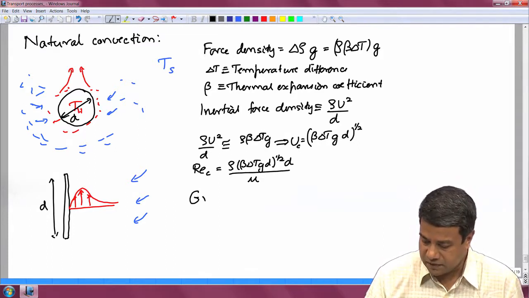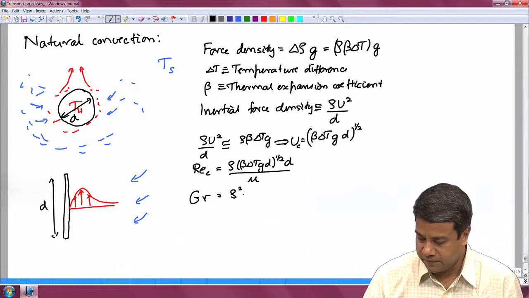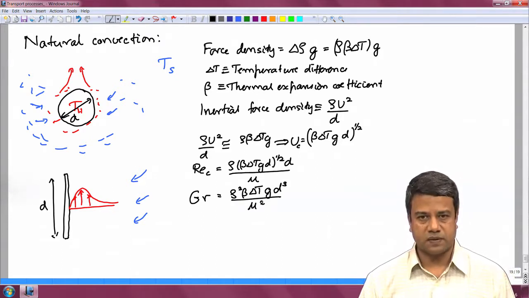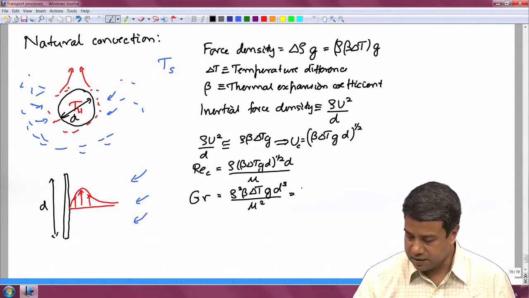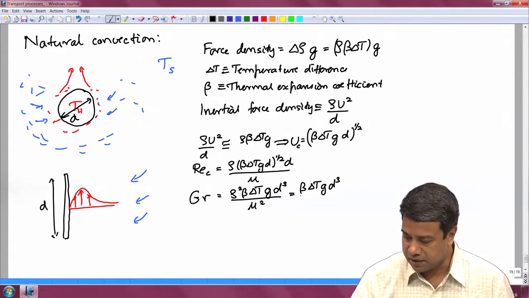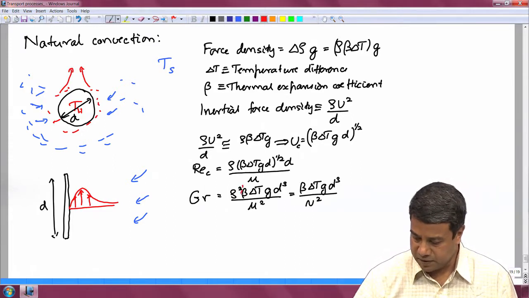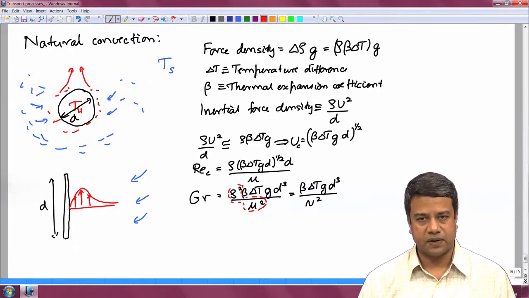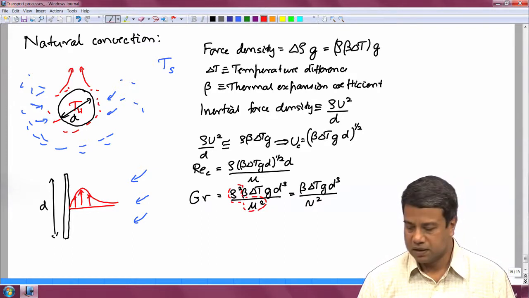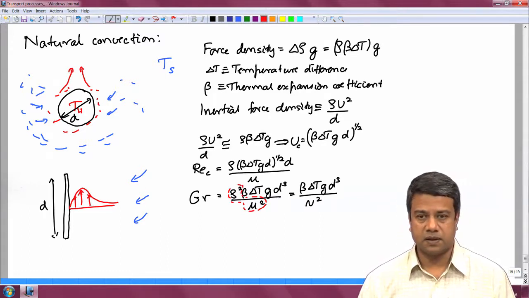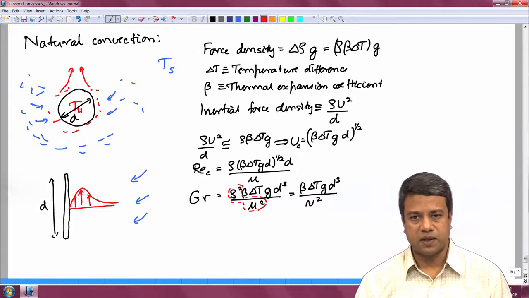Traditionally, what is defined as the Grashof number is the square of this, rho square beta delta T g d cubed by mu square. It is called the Grashof number. It can also be written as beta delta T g d cube divided by the kinematic viscosity square, because this combination is just the inverse of the square of the kinematic viscosity. I had shown you earlier that the kinematic viscosity is equal to the dynamic viscosity mu divided by the density. That is also the momentum diffusivity.